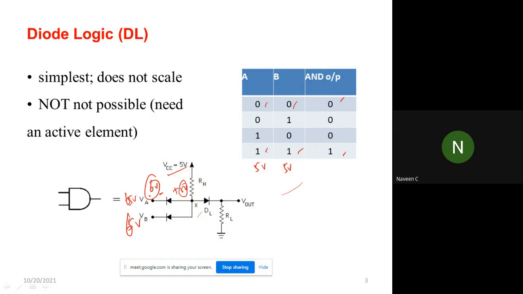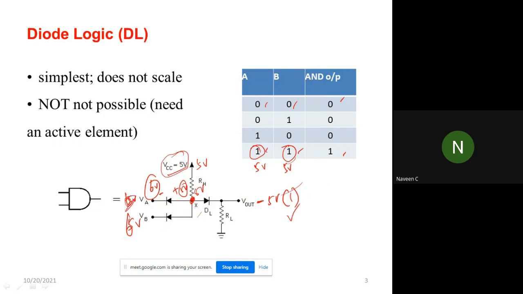In this logic, if you are giving higher voltage in terms of 1 here, this diode will automatically get open. If the diode is open, whatever 5 volt you are giving will come across here as 5 volt. So your V output will be 5 volt, or logically 1. Only when you are giving both inputs higher voltage will you get the output as 1.